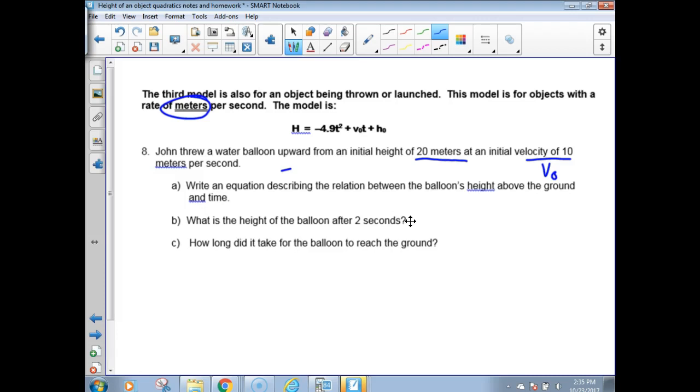Okay. Write an equation describing the relationship between the balloon's height above the ground over time. T plus 20. That just says what's the height of the balloon after 2 seconds. Let T equal 2. That's just a calculator. Put it in your calculator and type away.